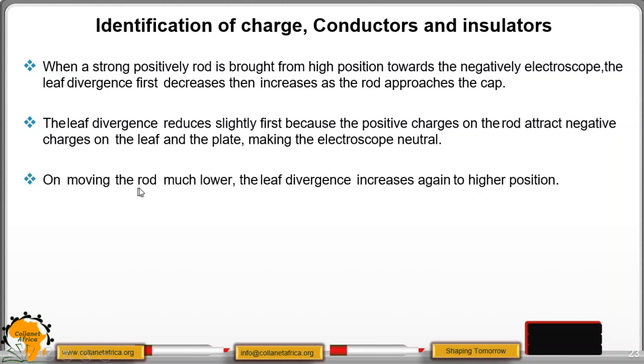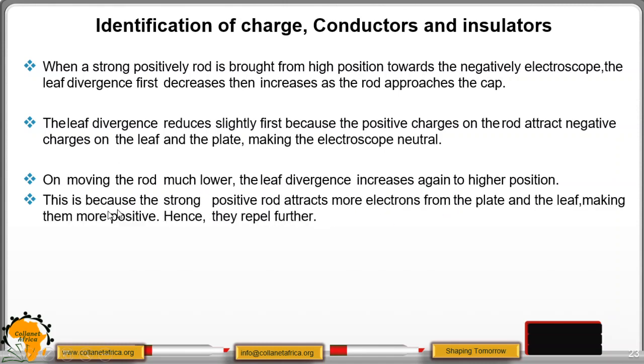But on moving the rod much closer, the leaf divergence increases again to a higher position. This is because the strong positive rod attracts more electrons from the plate and the leaf, making them more positive. Hence, they repel further. That way, they are able to increase the divergence.